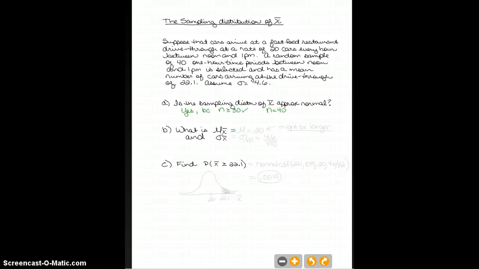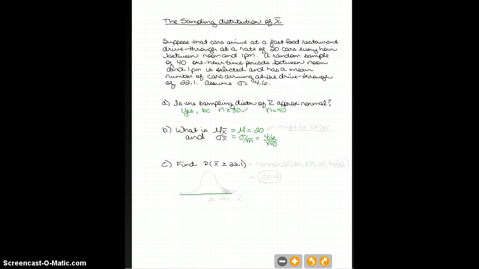Now, part B, what is the mean of the sampling distribution of X bar, which is mu sub X bar? That is just equal to mu, the population mean, which in this case is 20. That was given in the problem. The standard deviation of X bar is equal to sigma divided by the square root of n. We know that sigma is 4.6, and we know that n is 40. I'm not going to even approximate that value. I'm just going to leave it just as it is.